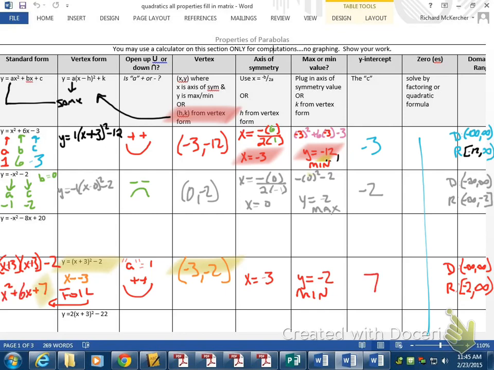All right, I skipped that part. I forgot about it. I'm sorry. But in order to change from vertex over to standard, okay, you are going to FOIL that out. So take this and FOIL it out. And I end up with this 7 here, because right here, 3 times 3 is 9, and then the 9 minus the 2 is the 7. Of course, the 7 gives you your y-intercept over here.